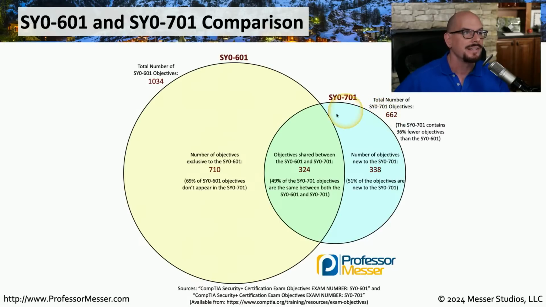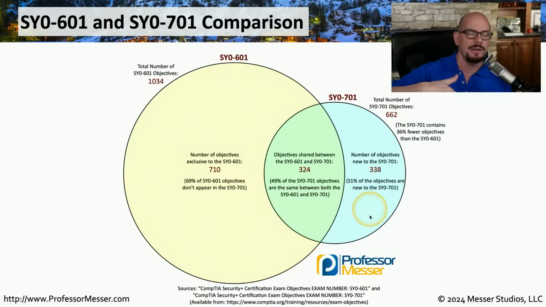You can see that if you studied for the 601, 710 of those objectives don't appear on the 701 exam. That's a lot of things dropped. Over 60% of the 601 exam is just gone. The 701 is relatively smaller, but if you studied for the 601, you effectively know half of the 701 content. That sounds like a lot, but it really isn't. There's a lot of content you still don't know. 50% of the 701 exam is brand new.